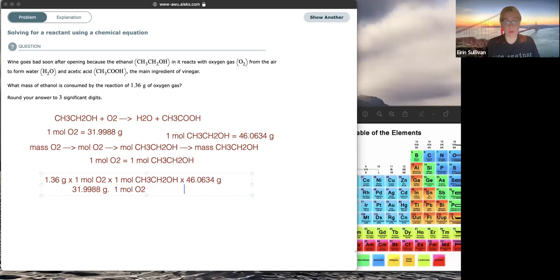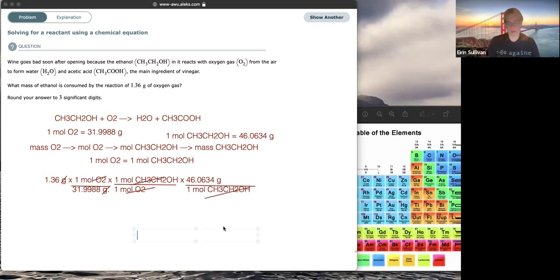And then finally, we want to convert moles to mass in grams of ethanol. 1 mole CH3CH2OH. All right, of course, that would have to be just a little bit too long for that. Okay, so let's just check. Grams cancel. Moles of O2 cancel. Moles of ethanol cancel, leaving us to get an answer as a mass in grams.